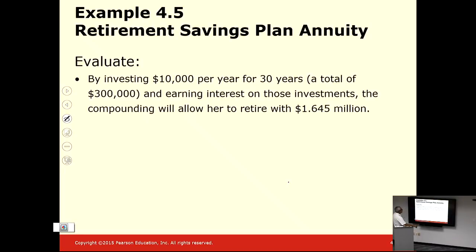And this problem actually shows you the power of compounding. You are depositing $10,000 for 30 years. So literally, as cash, you're depositing $300,000, but that $300,000, which is earning an interest of 10% and being compounded, allows you to grow that to an amount of $1.645 million.